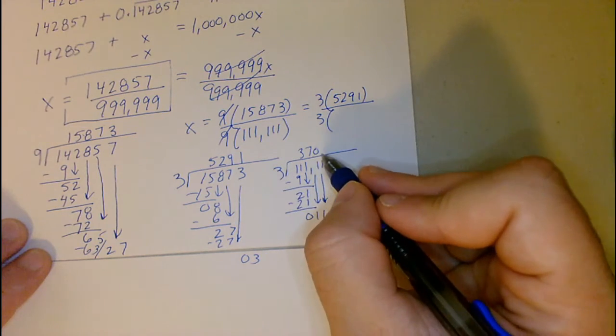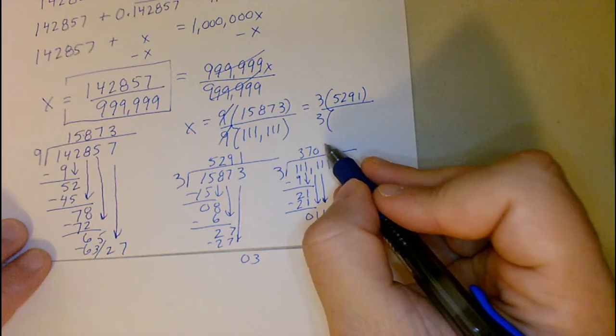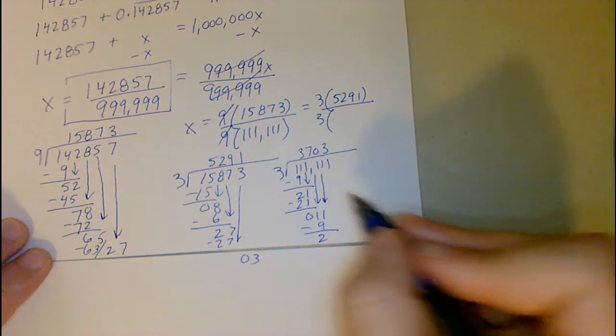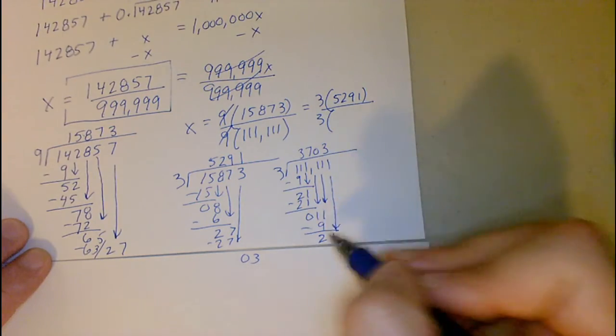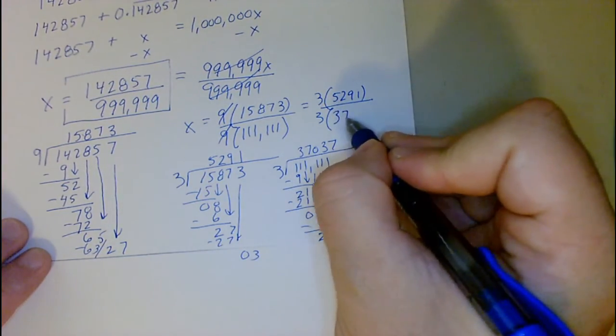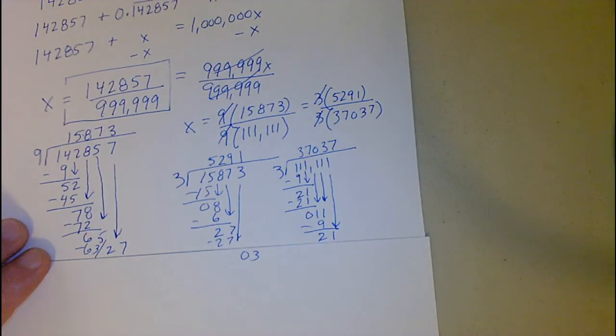So I move over to the next spot, which is right above the tens spot. 3 goes into 11 3 times. 3 times 3 is 9. Subtract, I get 2. Bring down the 1. 3 goes into 21 7 times. And so I get 37,037. And hey, look at that, some 3's cancel.